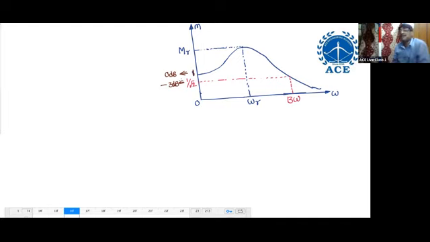Resonance does not always exist. Resonance exists only when zeta is less than 1 by root 2. When zeta is greater than or equal to 1 by root 2, there is no resonant peak and no resonant frequency. Okay? First, resonant frequency.